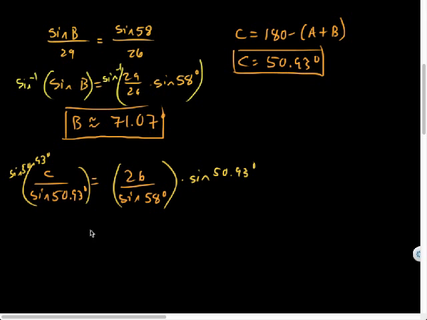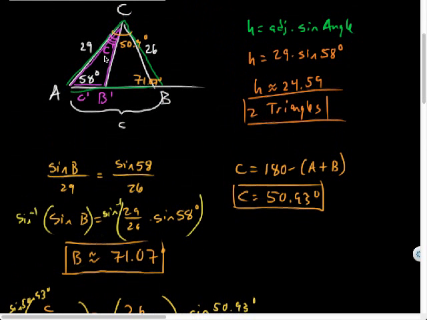Let's find little c. Little c is equal to 26 times sine of (50.93) divided by sine of 58, and I get little c is equal to 23.80. So that's all of my original green triangle's information. So 23.80 is that information.